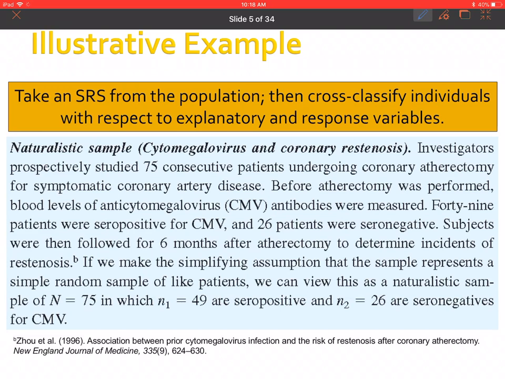So going into a little bit more examples about each one of these, you have a naturalistic example. Here we have investigators prospectively study 75 consecutive patients undergoing coronary atherectomy, which is a way to remove the plaque in your arteries for symptomatic coronary artery disease. Before the atherectomy was performed, blood levels of anti-cytomegalovirus, it's a long word, antibodies were measured. 49 patients were seropositive for CMV.